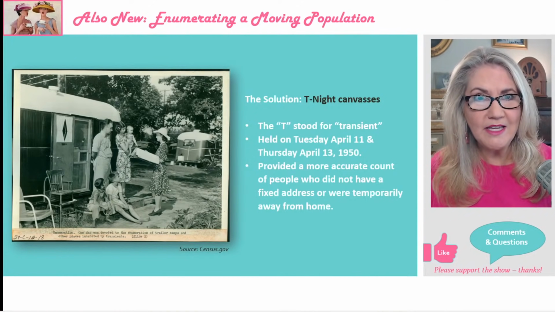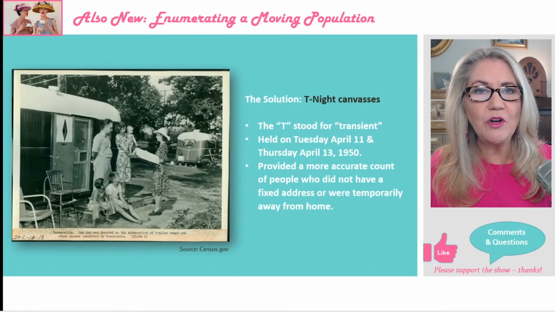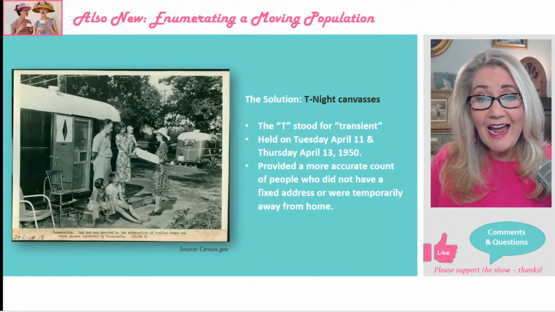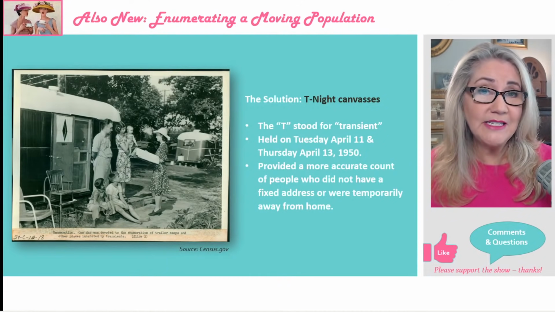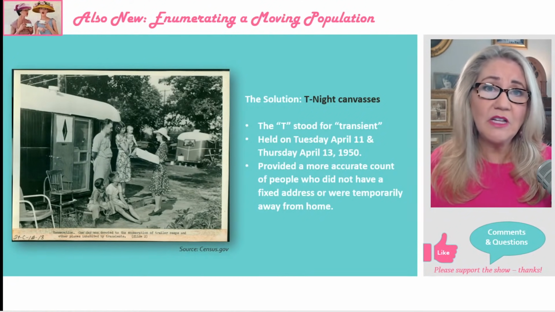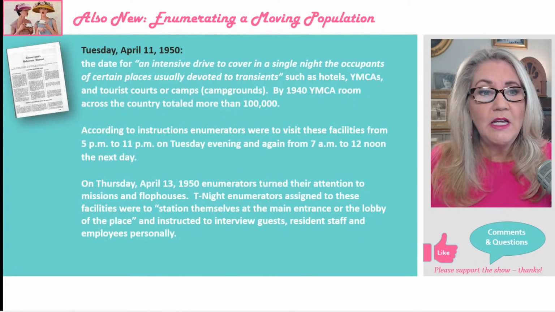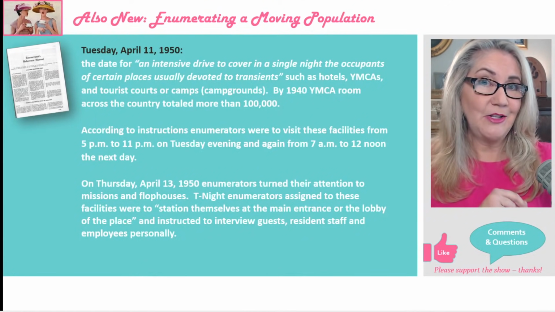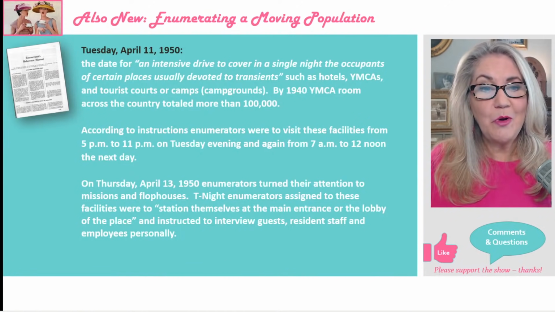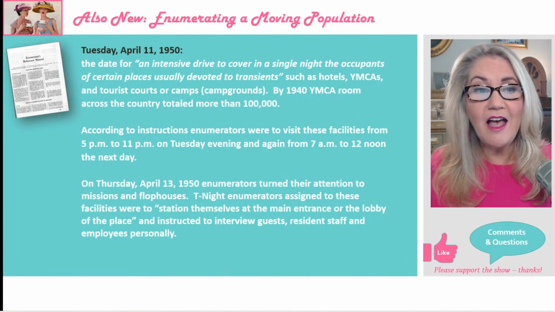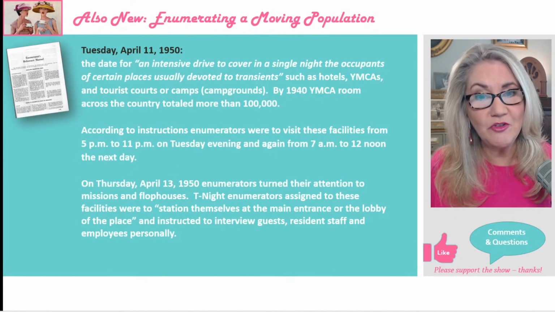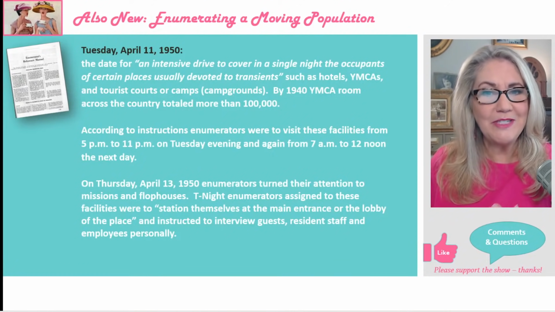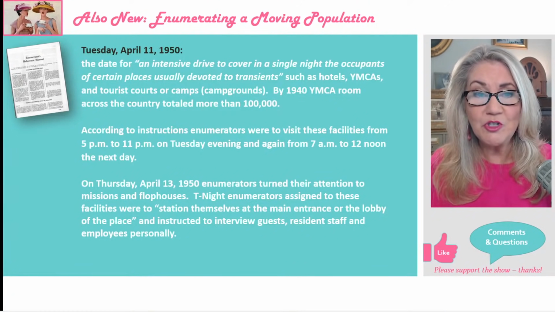And the goal was on those 2 days, that's when we're going to go and just canvass all of these different people who are on the move. So it provided a more accurate count of people who didn't have a fixed address or they were away from home. And there were certainly people who didn't have a fixed address. So Tuesday, April 11th of 1950, now if you head back to those instructions, it says here, quote, an intensive drive to cover in a single night the occupants of certain places usually devoted to transients. So they're talking about hotels, the YMCA, tourist courts.